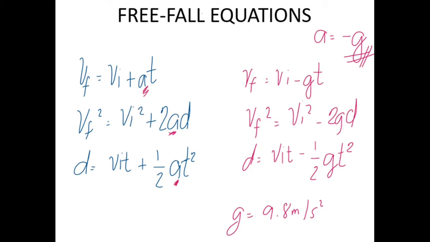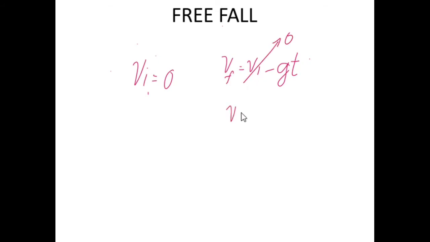When we also have an initial velocity equal to 0, for example, we drop an object from a certain height and it has no initial velocity, our equation can become Vf equals Vi minus gt. If the initial velocity is 0, that becomes Vf is just equal to negative gt.